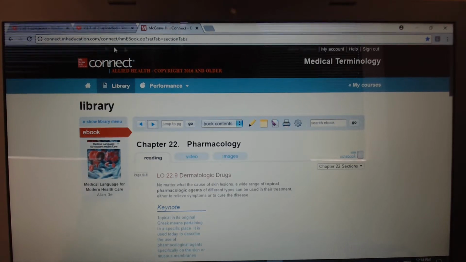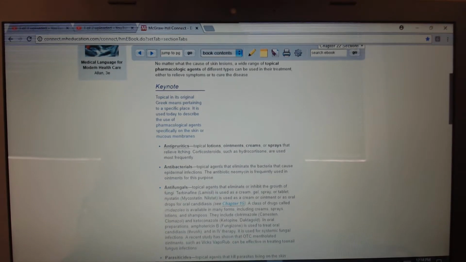Dermatologic drugs, okay, are used for the treatment of the skin. No matter what the cause of skin lesions, a wide range of topical pharmacologic agents of different types can be used in their treatment, either to relieve symptoms or to cure the disease. Topical, in its original Greek, means pertaining to a specific place. It's used today to describe the pharmacological agents applied specifically on the skin or mucous membranes.